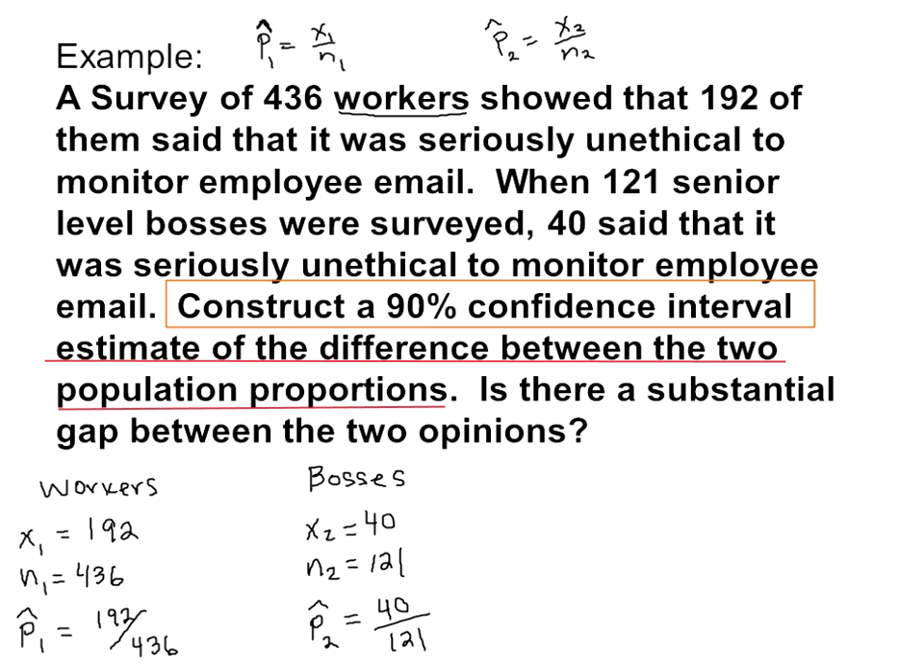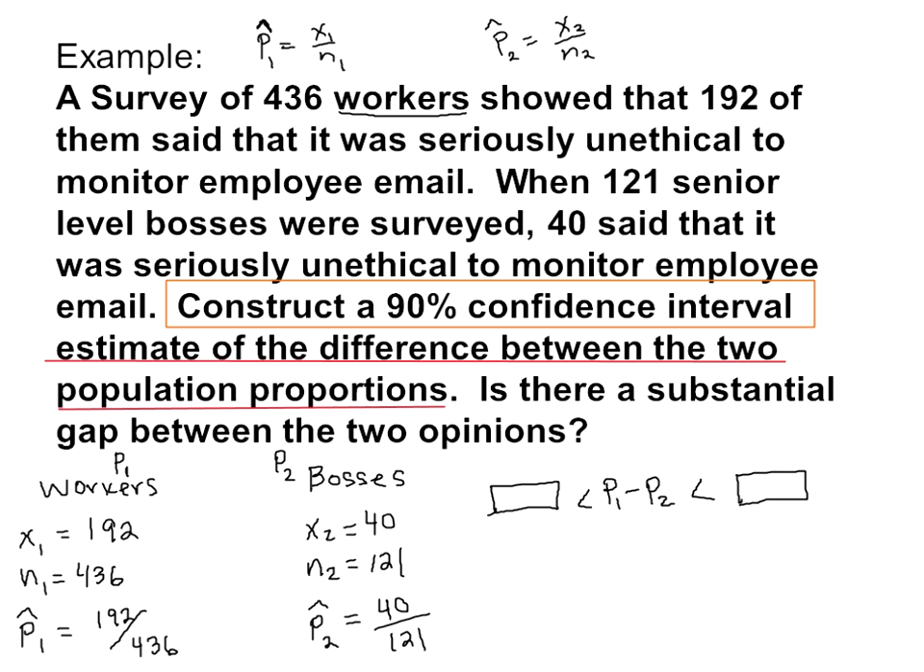Okay, so the question here is we want to construct a 90% confidence interval for the difference between the two population proportions. So the difference, that's your P1 minus P2. We want a confidence interval for the difference. So on the left side, you're going to have a value, and on the right side, you're going to have some value. But the estimate is for the difference of those two population proportions. So P1, that's the proportion that represents the workers in your population. And P2, that's the proportion that represents the bosses in the population.